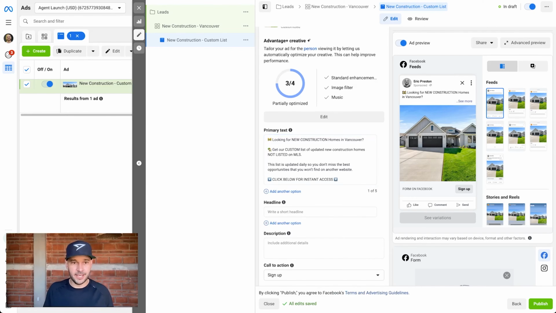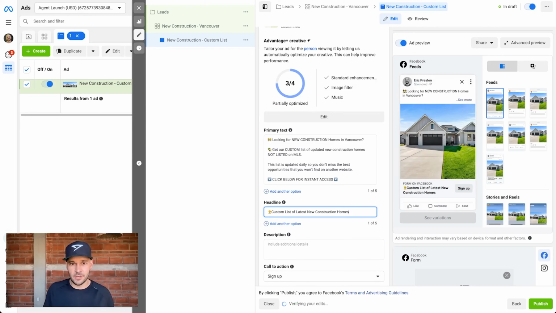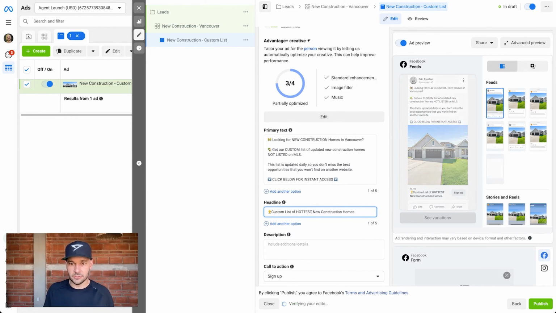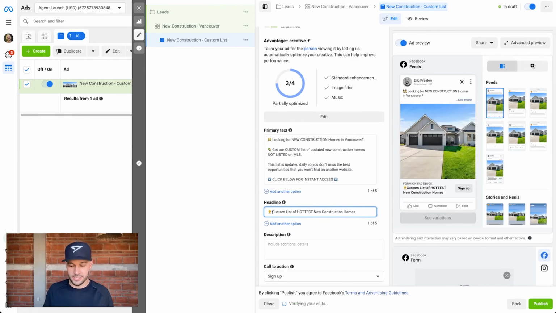So next you're gonna put in a headline. You want this to kind of match basically what you're looking at. That's gonna show up down here where it says form on Facebook. Custom list of the latest, I would almost say hottest sounds better. Custom list of hottest new construction homes. It just has to be something like this, right?